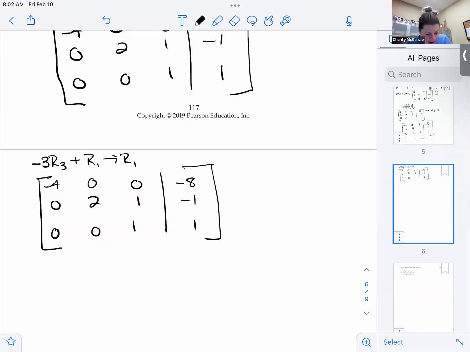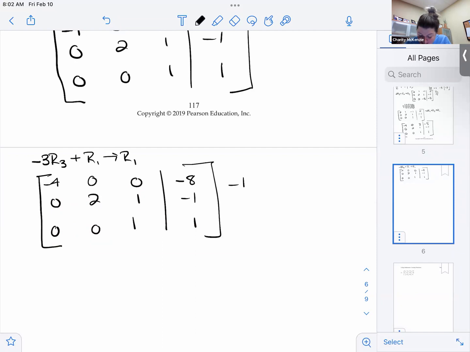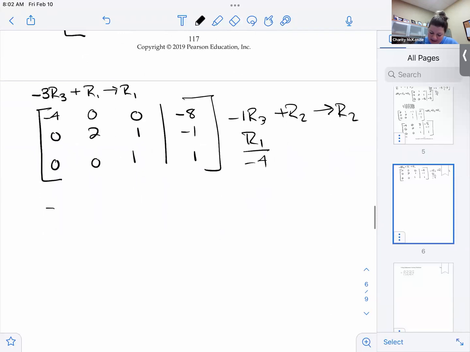So negative 1 times row 3, or it could be times the other row, whatever, plus row 2, replace it on row 2. You could have written that a couple ways. At the same time, can we take row 1 and divide it by negative 4 so it becomes the 1? Sure, we can do those 2 steps at the same time because we're good.